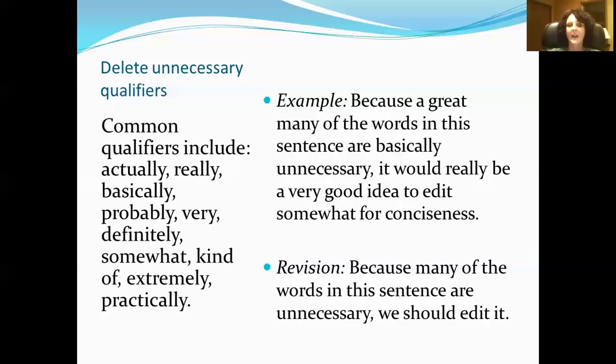So you have here 8 lines of text that can be easily boiled down to 3. Because many of the words in this sentence are unnecessary, we should edit it. Clean, simple, direct, to the point.